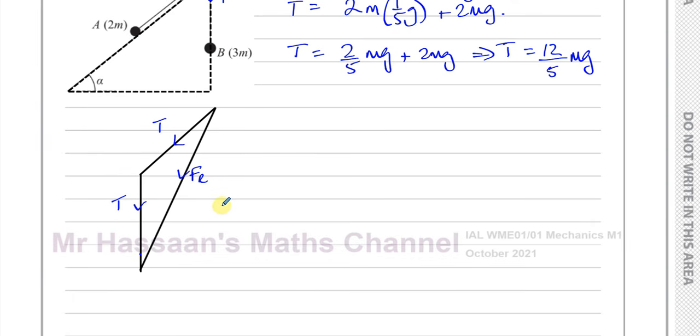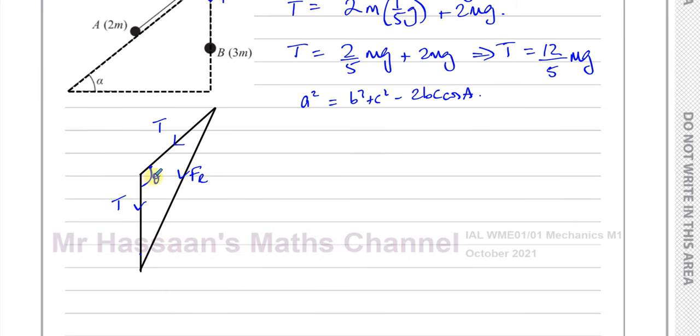We could use a variety of methods. One of them is the cosine rule. If I know this angle here, let me call it theta for now, I can use the cosine rule to find this length. For the cosine rule, a squared is equal to b squared plus c squared minus 2bc times cosine A, where a is the side you're trying to find, and capital A is the angle opposite that side.